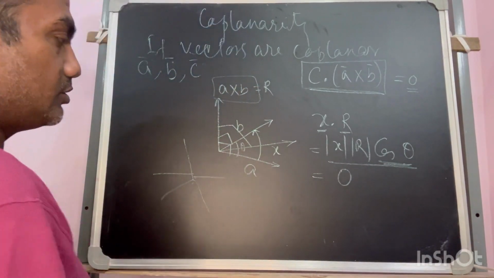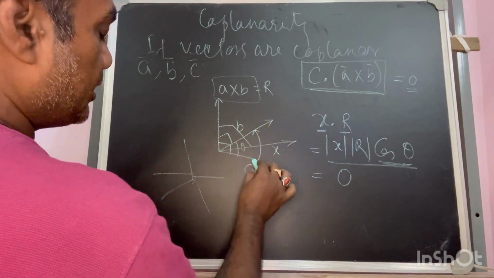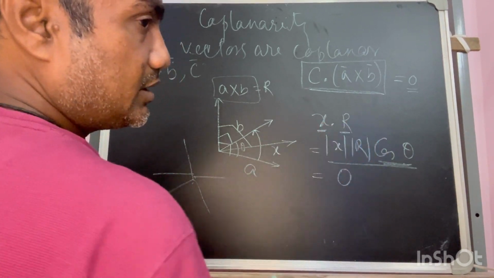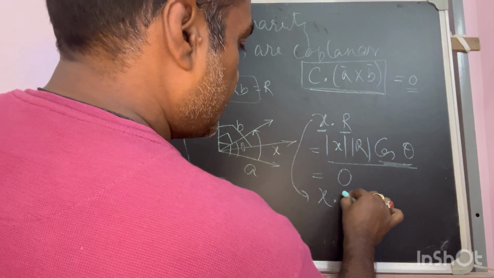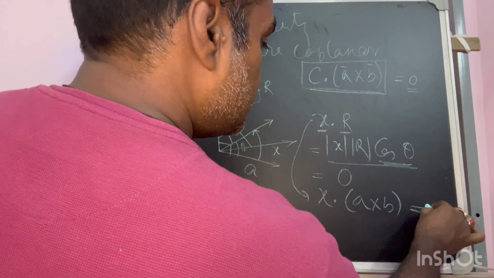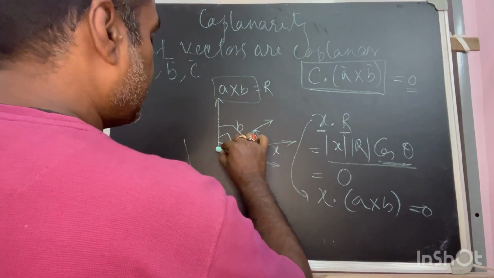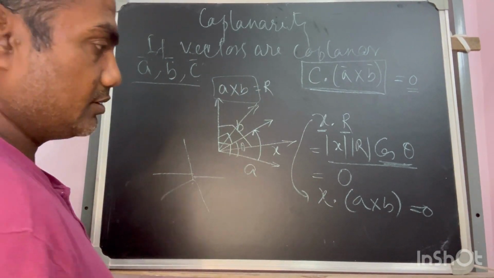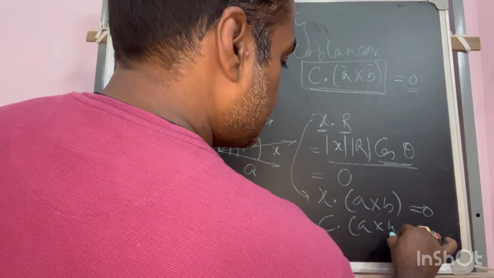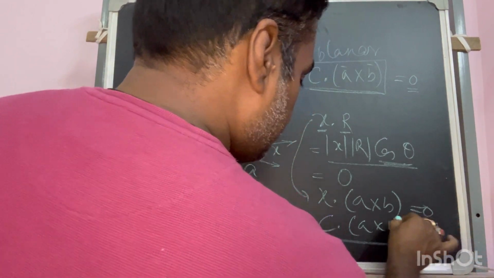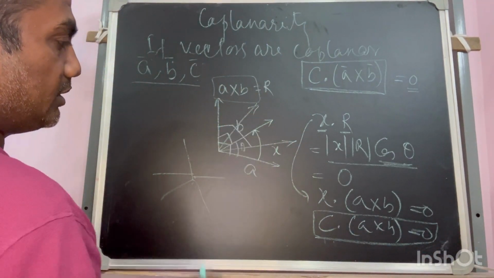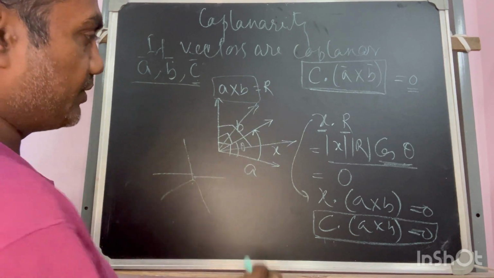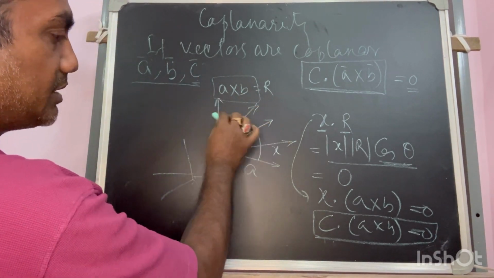Now if it is so, that means for any vector in this plane where A and B are lying, the result is equal to 0. If instead of X I take any other vector that I have assumed to be lying on the same plane, then I can say this is equal to 0. So this can be 0 for any vector other than A and B on the same plane. So C must be on the same plane if I want the result to be 0.